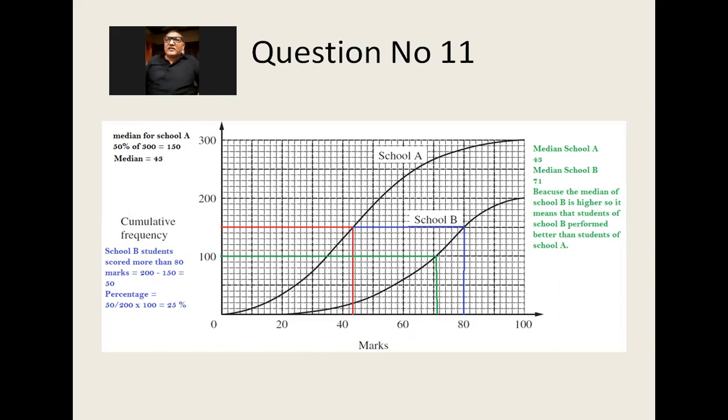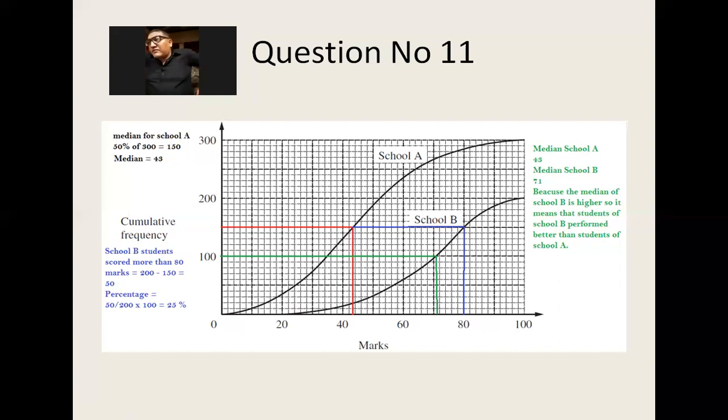So we checked their median. The median of school B is 71 marks, and the median of school A is 43 marks. From the median, I can tell, median means 50% of people got how many marks. So 50% of the people in school B got 71 and less than 71.